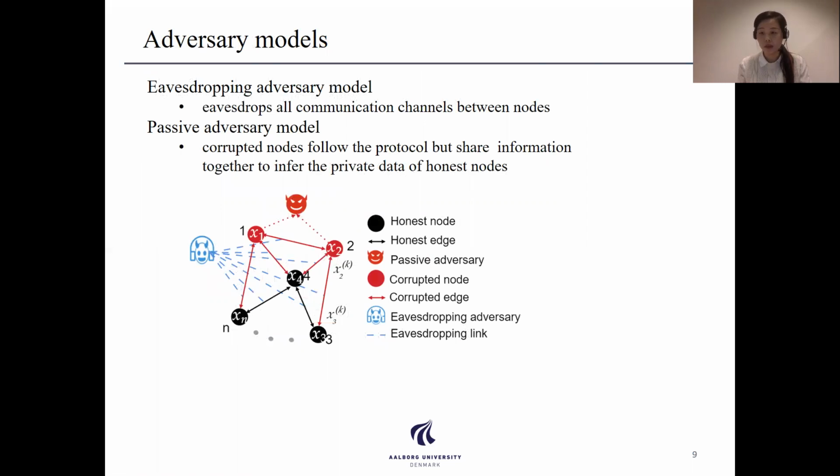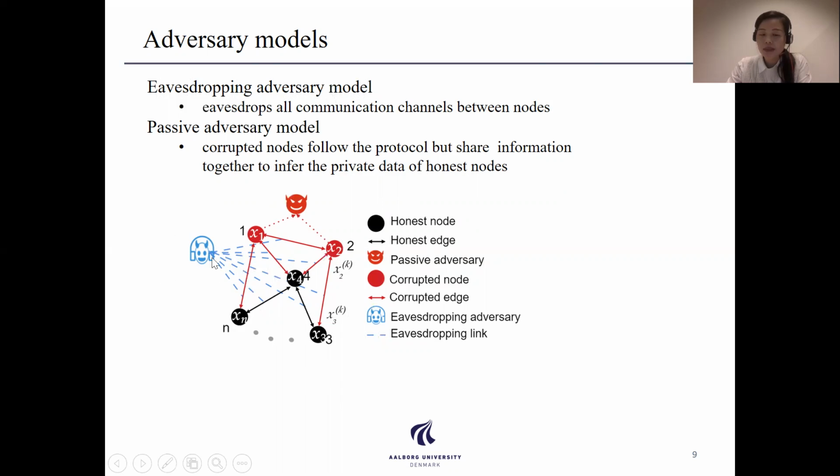Now let's talk about privacy. One important concept when talking about privacy is the adversary model. It quantifies how robust the algorithm is when dealing with different kinds of security attacks. Here we consider two kinds of security attacks.